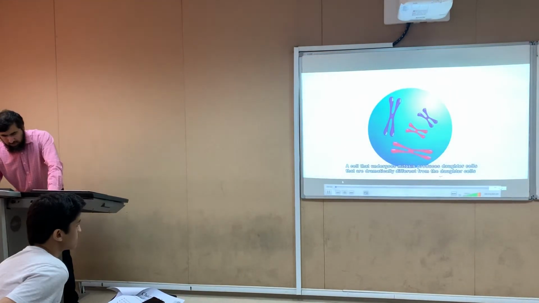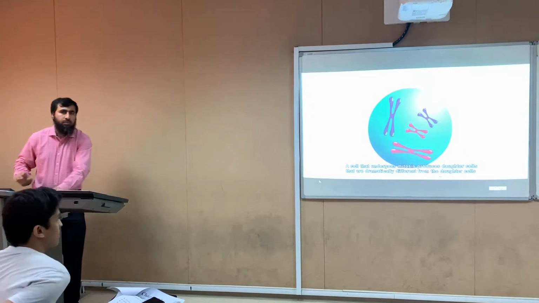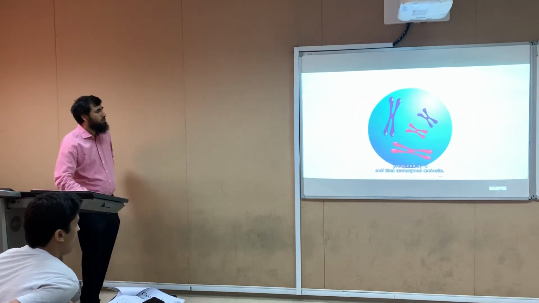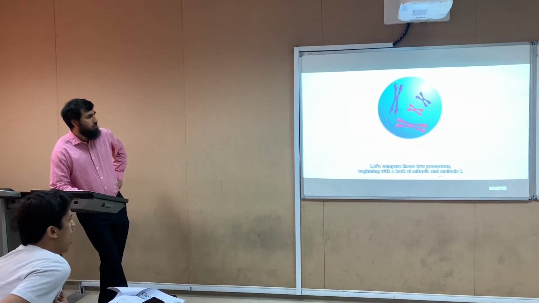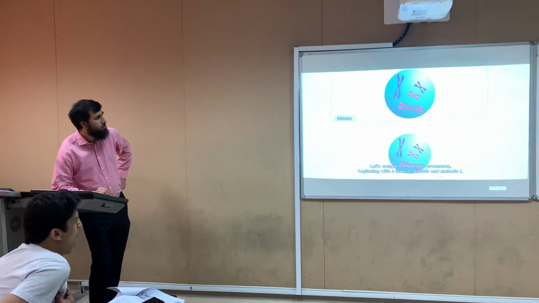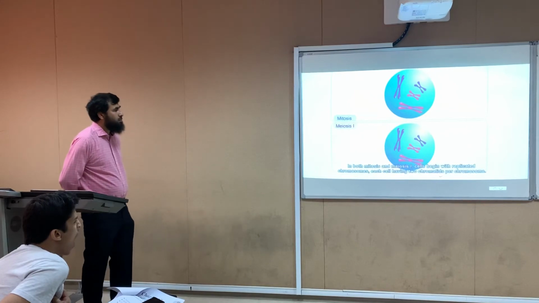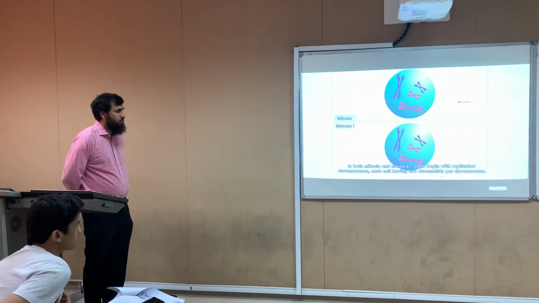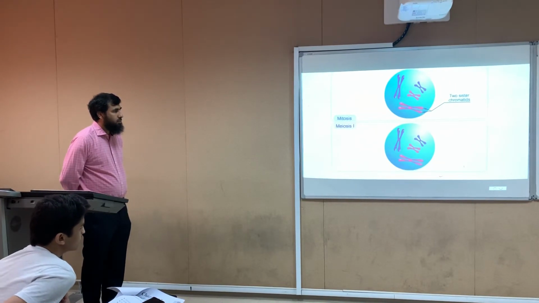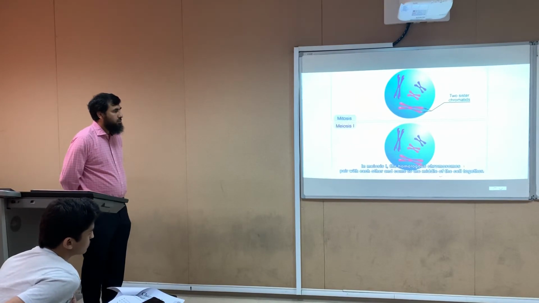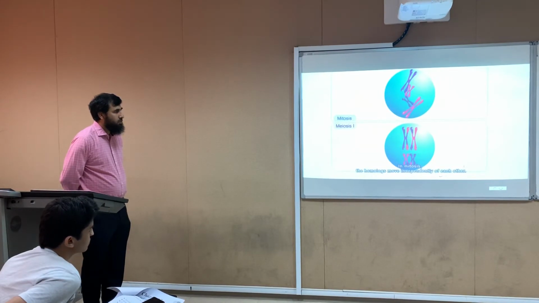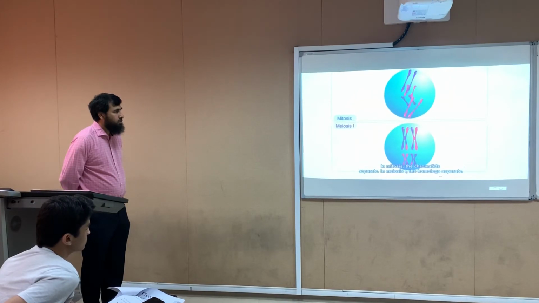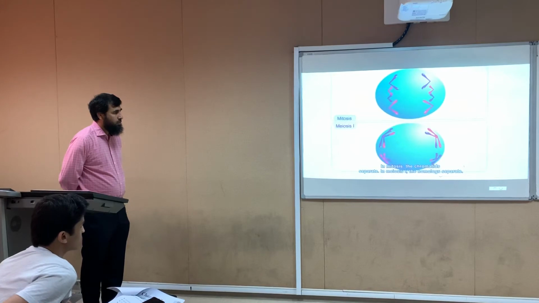A cell that undergoes mitosis produces daughter cells that are dramatically different from the daughter cells produced by a cell that undergoes meiosis. Let's compare these two processes, beginning with a look at mitosis and meiosis one. In both mitosis and meiosis one, cells begin with replicated chromosomes, each cell having 2 chromatids per chromosome. In meiosis one, the homologous chromosomes pair with each other and come to the middle of the cell together. In mitosis, the homologs move independently of each other. In mitosis, the chromatids separate. In meiosis one, the homologs separate.